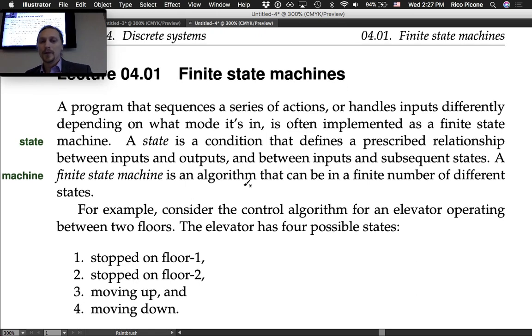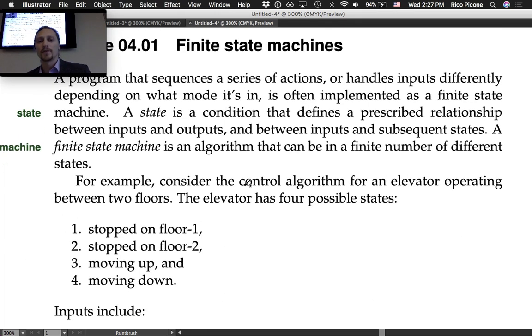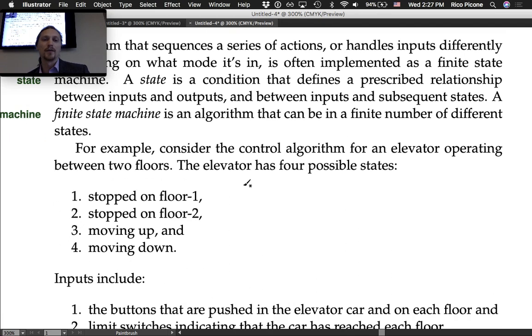For example, consider the control algorithm for an elevator operating between two floors. The elevator has 4 possible states. It could be stopped on floor 1, stopped on floor 2, moving up, or moving down. So those are the 4 possibilities.